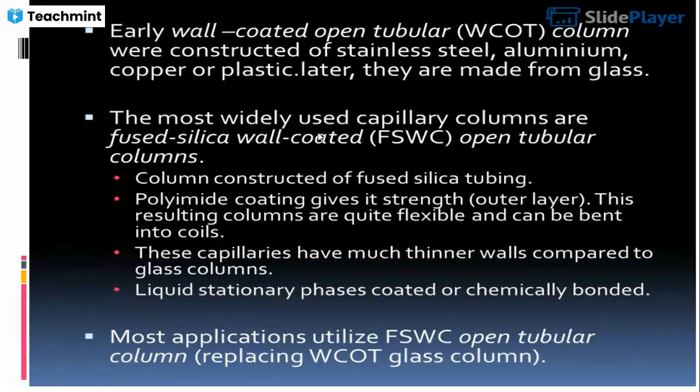The outer layer makes the resulting columns quite flexible, and they can be bent into coils. These capillaries have much thinner walls compared to glass columns. The liquid stationary phase is coated or chemically bonded. Most applications utilize FSWC open tubular columns, replacing old glass columns.